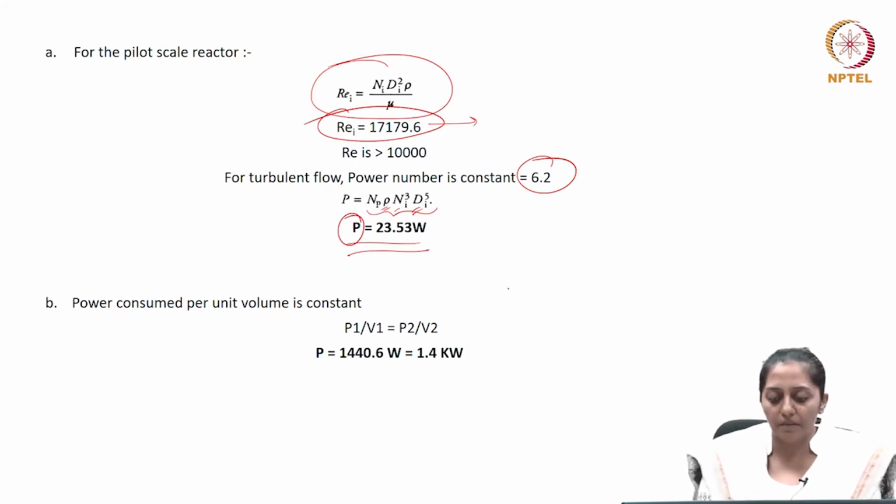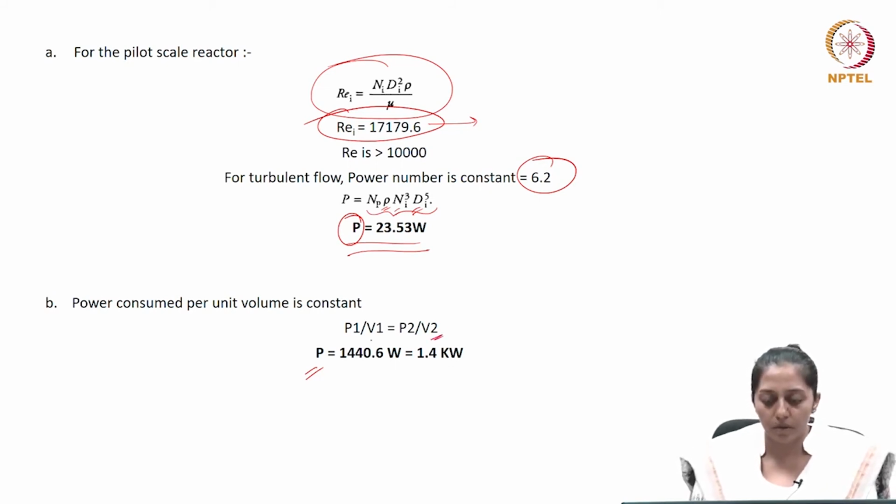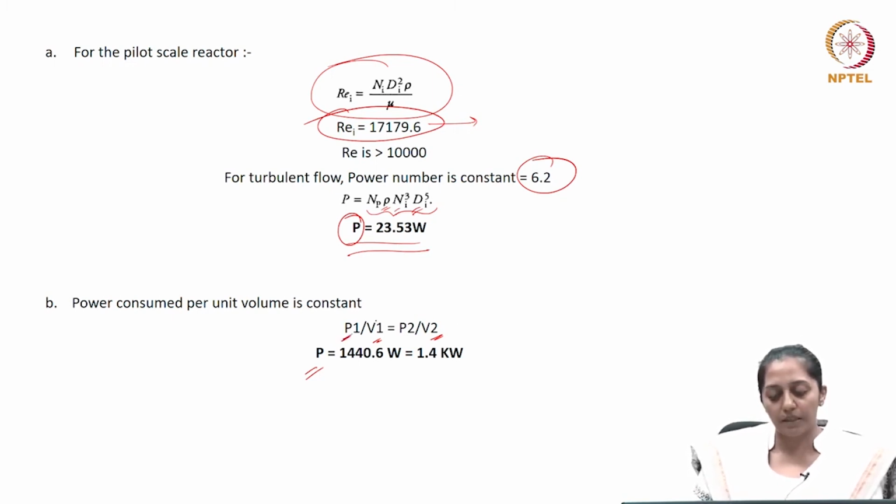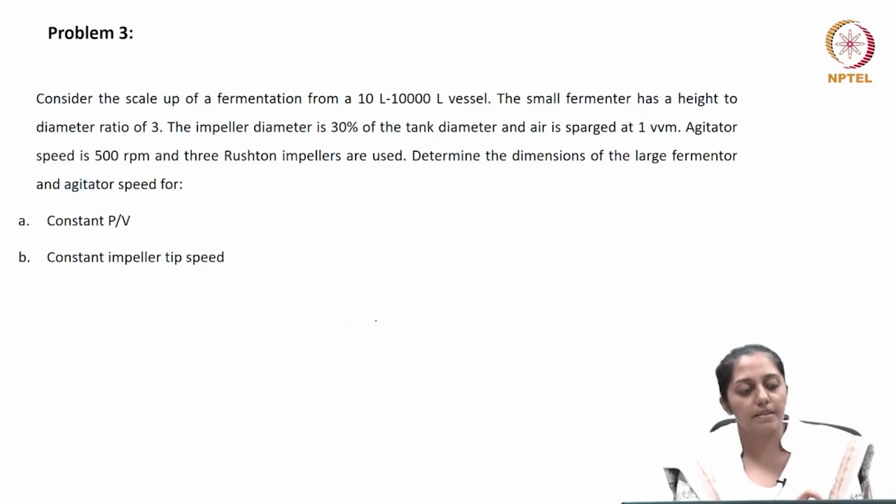So, if P by V is the scale up criteria, then we can find the power consumed at the production scale, which comes out to be 1.4 kilowatt, because now the volume is known at the two scales and the power consumed at the pilot scale is known. So, we can determine the power consumed at the production scale. Let us see problem 3.